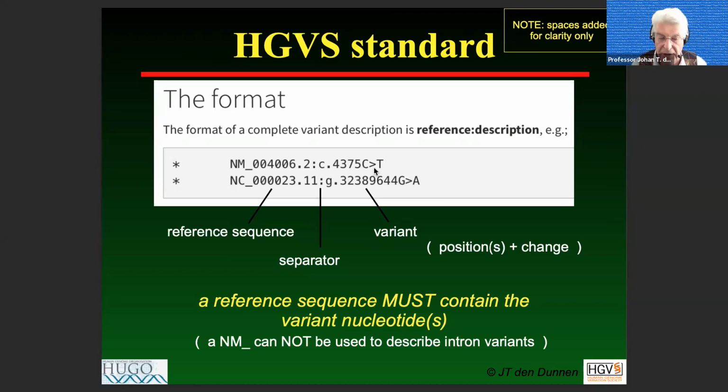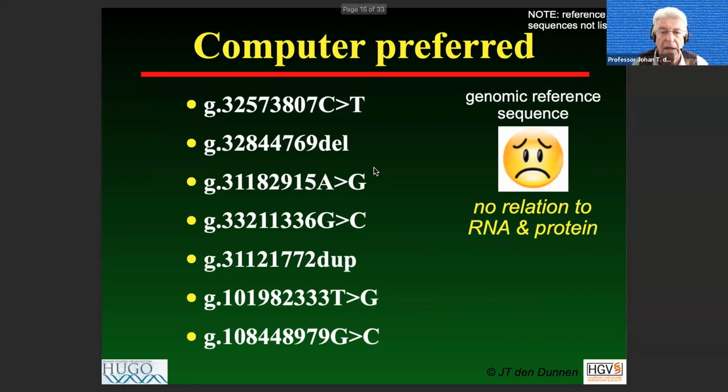So that's why you cannot use an NM to describe intronic variants. One of the questions I received is how far in the intron can I use an NM to describe a variant? Well, the answer is not even one position. The NM does not contain intron sequences, so you cannot use it to describe an intronic variant.